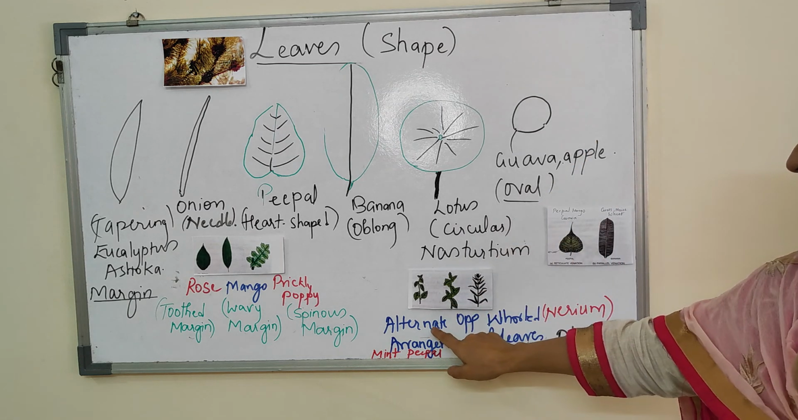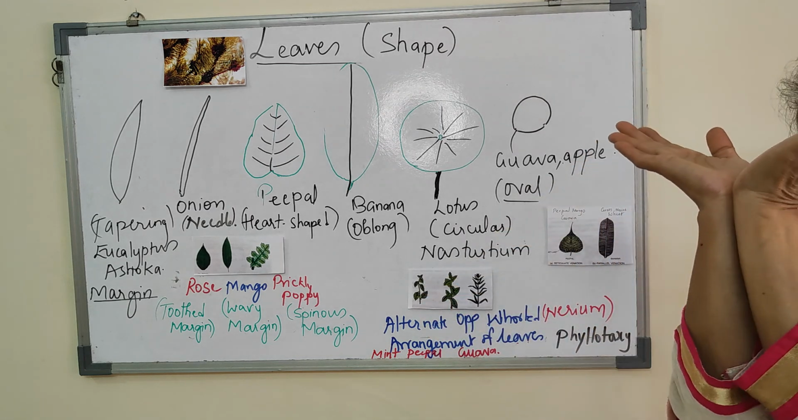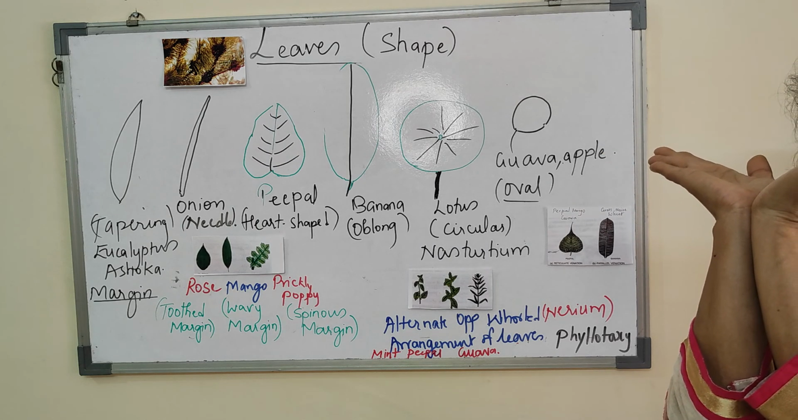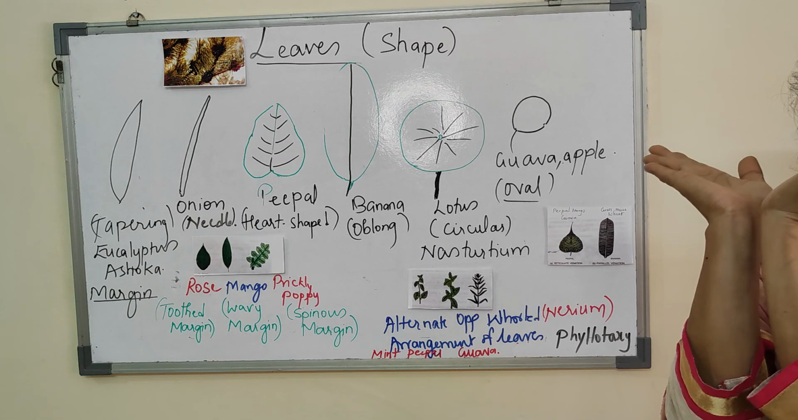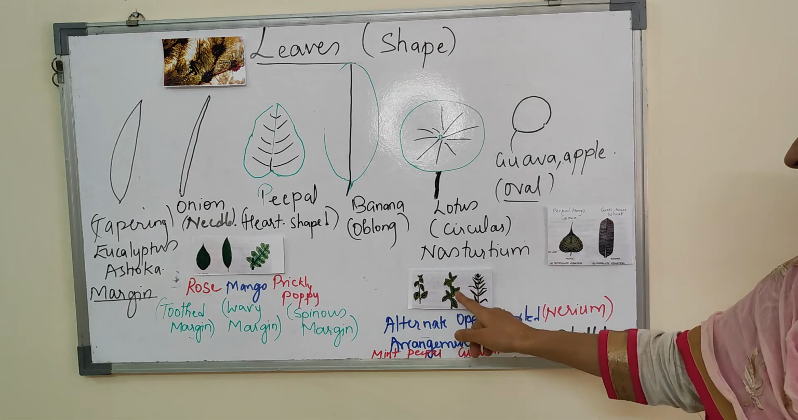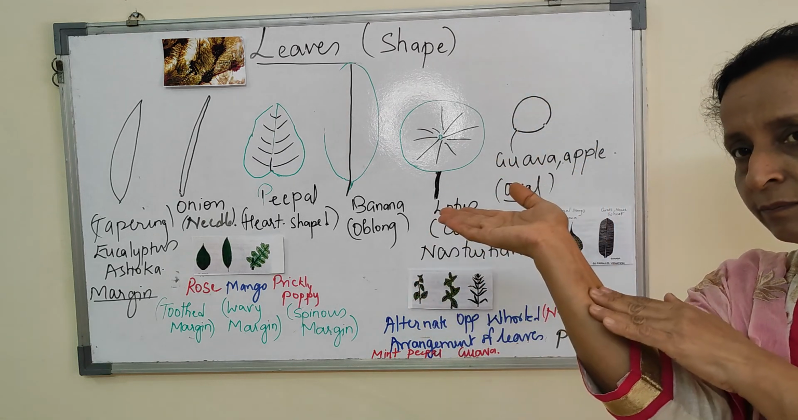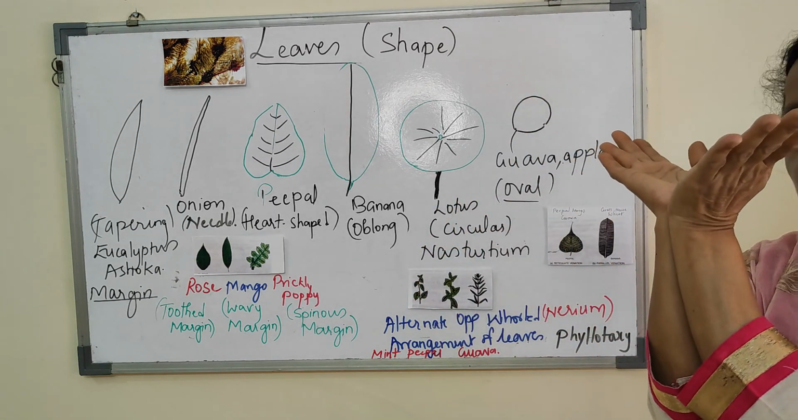So it is not alternate, it is opposite. Both opposite sides, one node will give two leaves on the opposite sides. So the arrangement is how? Opposite. Here this arrangement is opposite. Alternate only one, opposite two.